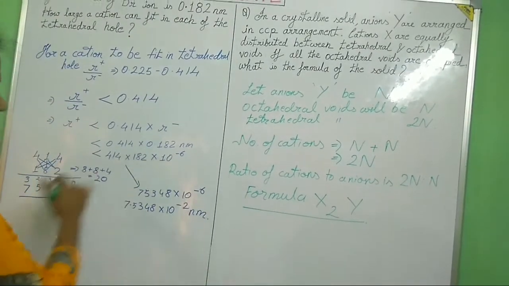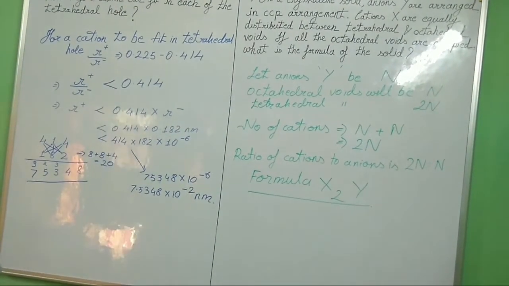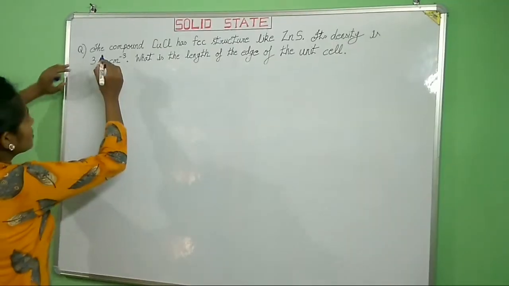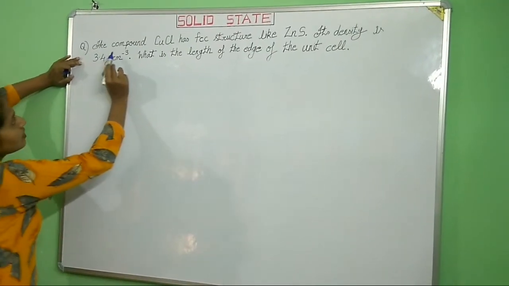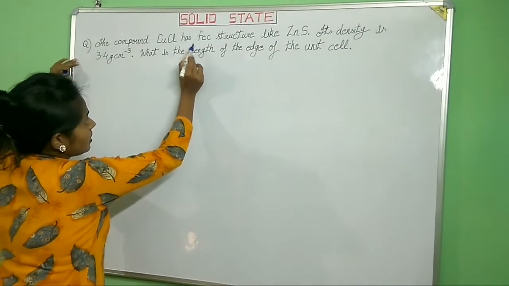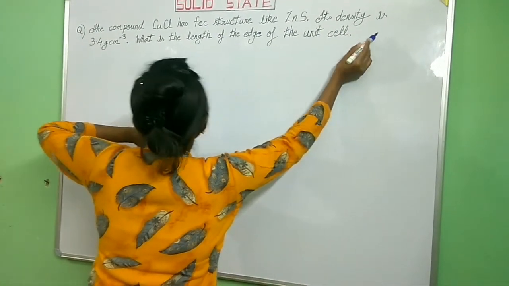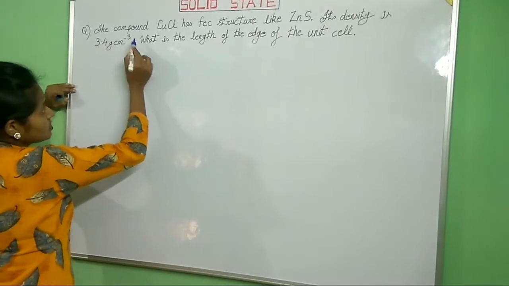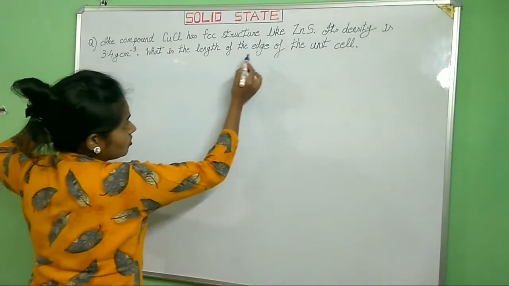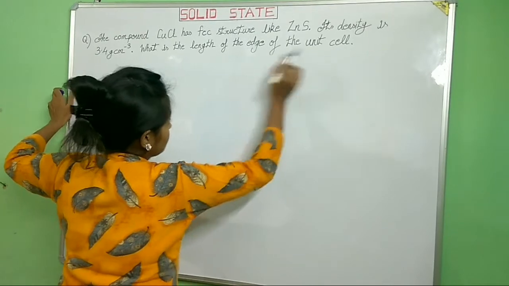Now let's move on to the next question. The next question is, the compound cupric chloride has FCC structure like zinc sulfide. Its density is 3.4 gram per centimeter cube. What is the length of the edge of the unit cell?